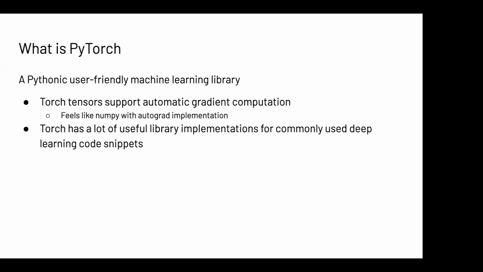So first, what is PyTorch? PyTorch is kind of a Pythonic user-friendly machine learning library. A lot of people think it's sort of like NumPy. However, it really builds a lot of things on top of that. So you can think of it as like NumPy, but with the ability to automatically compute gradients with respect to matrix operations and things like that. But then on top of that, it also has a lot of very useful library implementations for a lot of things you might use in deep learning, such as optimizers, activation functions, various network architectures, things like that.